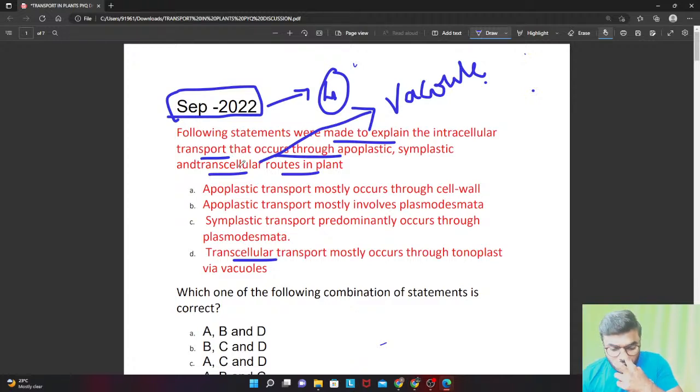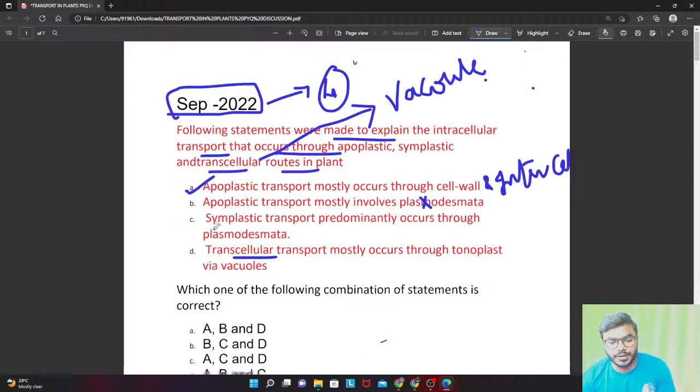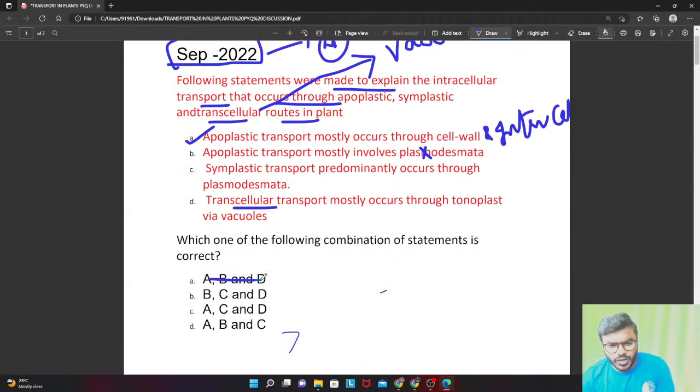Now, all the students look into option A. Apoplastic transport mostly occurs through the cell wall. We all studied this many times. It is a direct question, you don't need to think. The apoplastic pathway occurs through the cell wall and intercellular spaces. In the morning 11:30 a.m. class also I explained this very clearly. Option A is right. Apoplastic transport never involves the plasmodesmata, so option B is wrong. You can eliminate these options by now.